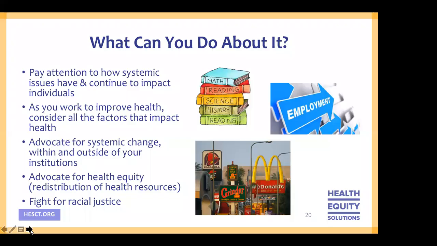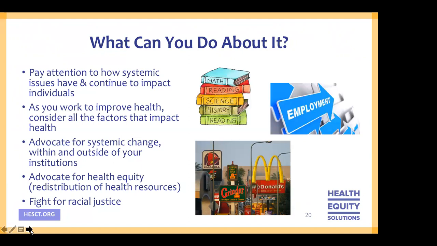So as I get ready to conclude, I never like to leave anybody without any information about what you can do about it. Thus far, I've explained what health equity is, why it's important and why it matters, and an expanded definition of health and how the social determinants of health impact and influence each of our individual health. It's important to understand now that you know it, what can you do with this? So I ask you to pay attention to systemic issues that have and continue to impact individuals.